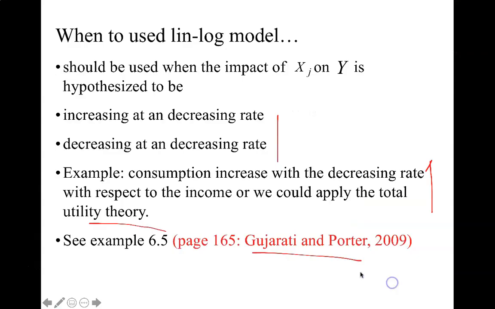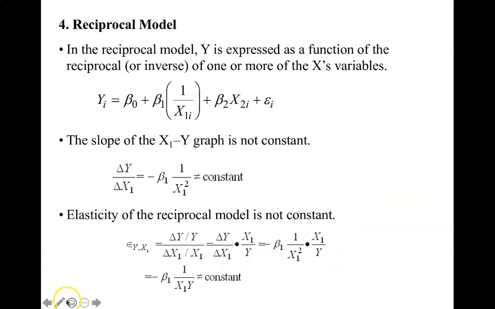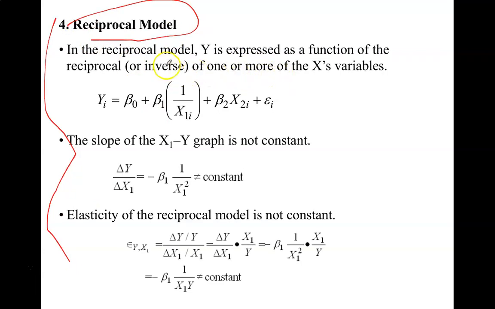All right, let's go back to what we are discussing. The last model, model number 5 that we're going to share in this video, is the reciprocal. What is reciprocal? You express the function as the inverse of one or more of the x variables. In this sense, rather than x itself, we have 1 per x. The slope is not constant, and the elasticity is also not constant. You express just one of the variables; the x2 is still the same variable. This is linear, but this is reciprocal.